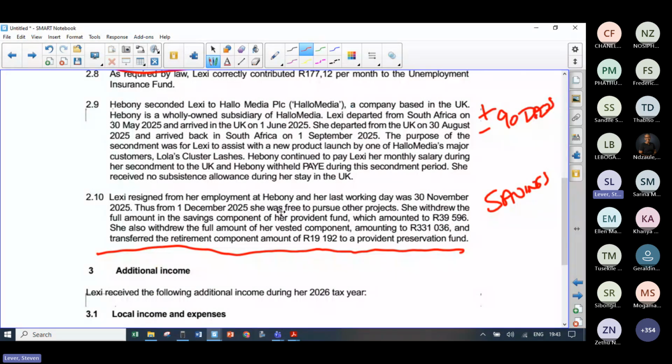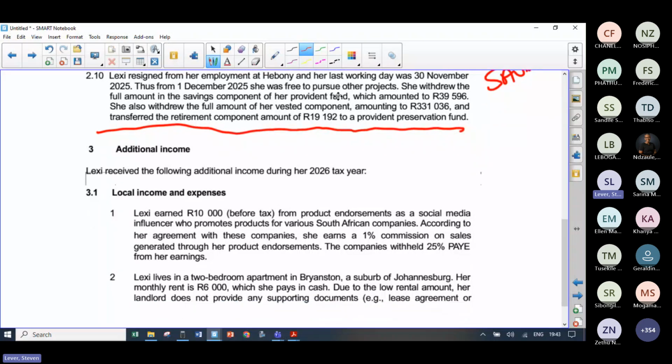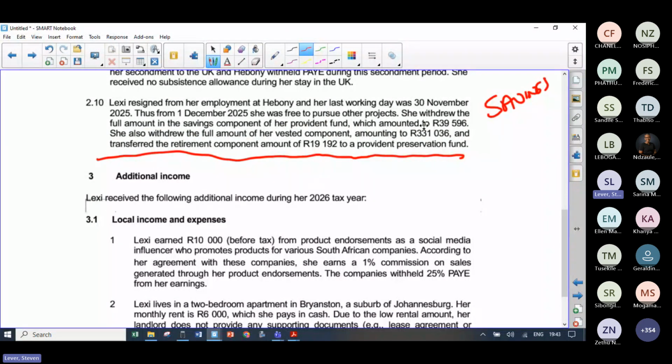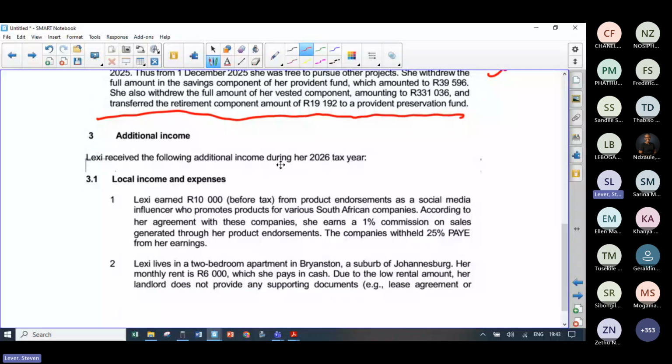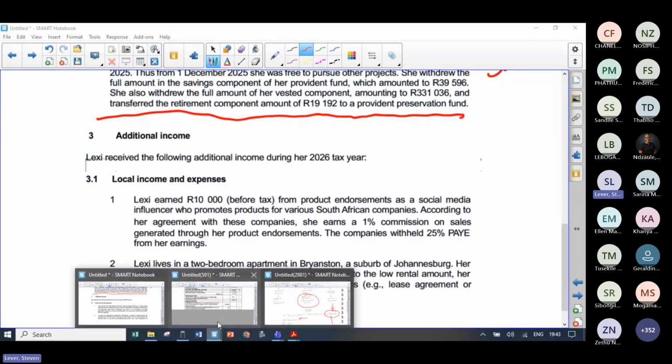Okay, so that's there. Next one. Guys, so this is kind of like what you need to do. You need to remember savings component, income. Vested component, lump sum. Retirement component, can't take it. Okay, goes to a provident preservation fund, that's a null. Next one, guys. It says Lexi received the following additional income during the 2026 tax year. Lexi earned 10,000 before tax from product endorsements as a social media influencer. Guys, she's earning 10,000 as an influencer. What are we going to do with the 10,000?